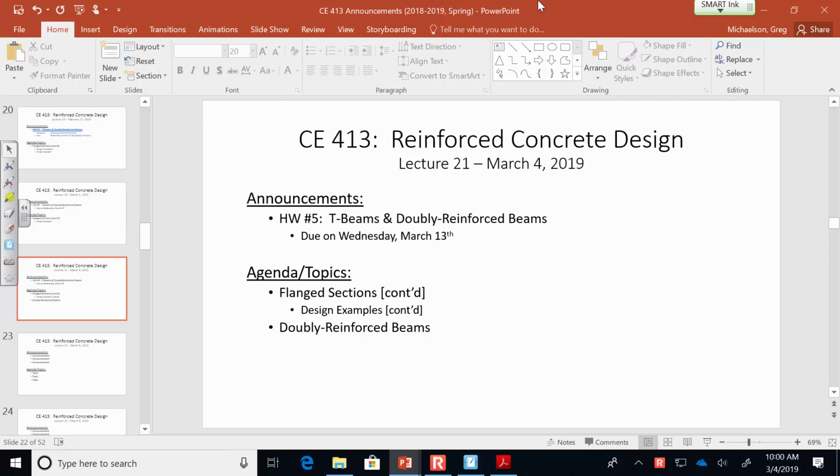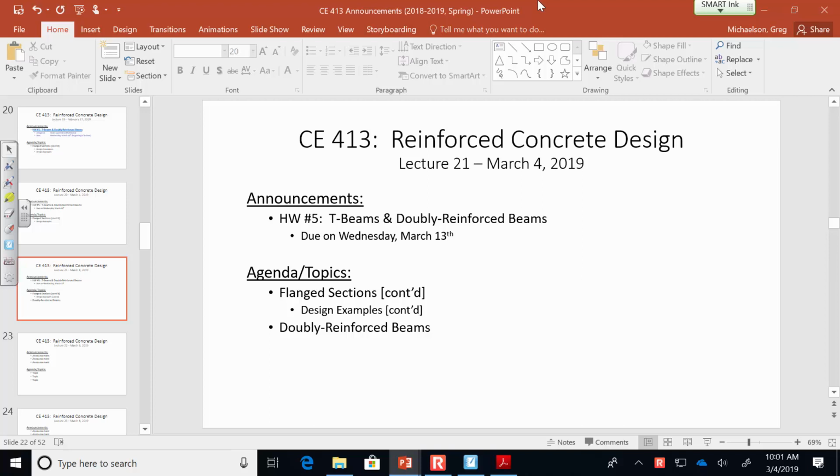Just so everybody's aware, I don't really have anything major in the way of announcements. Other than today, we are going to finish T-beams, because we have one final example to do. We did a T-beam design example last time, and that was a rectangular T-beam. Today we're going to do an example that ends up being a true T-beam. Spoiler alert.